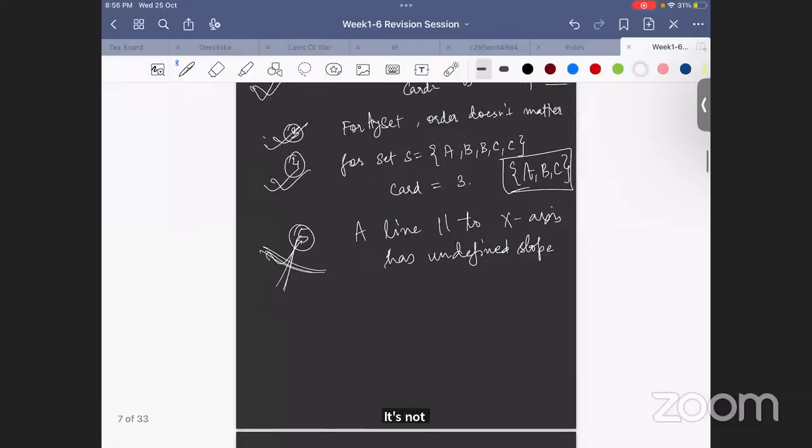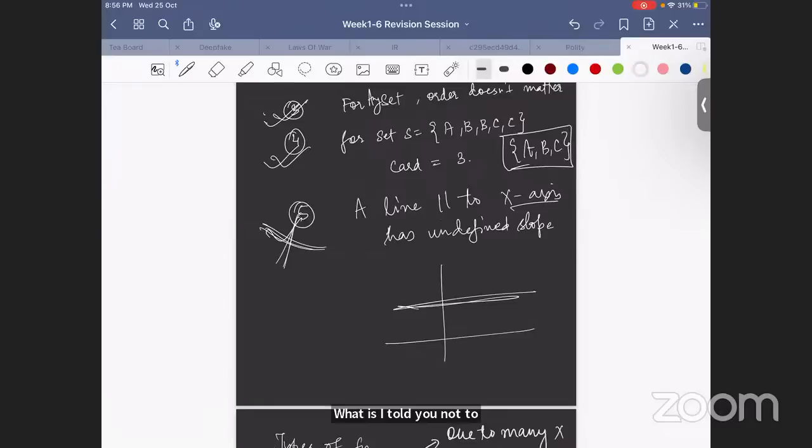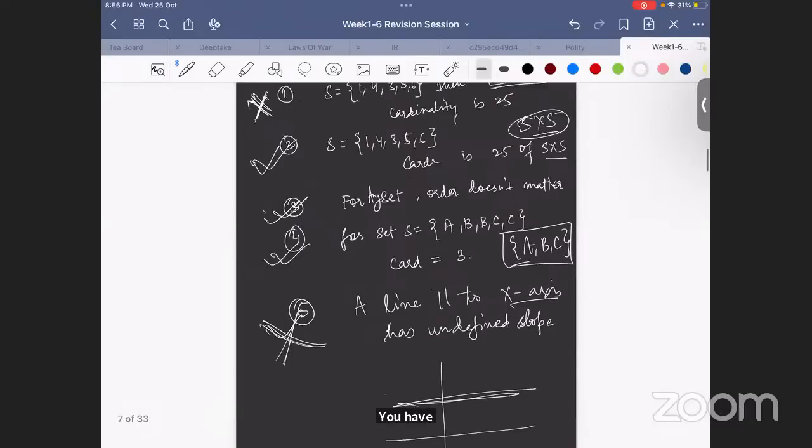The line parallel to the x-axis has a slope of 0, not undefined. Any line that is parallel to the y-axis will have an undefined slope. Okay, let's come to functions.